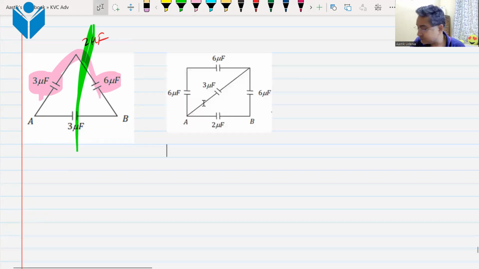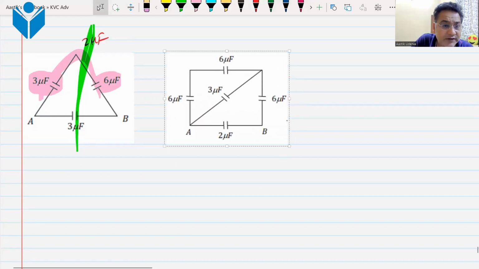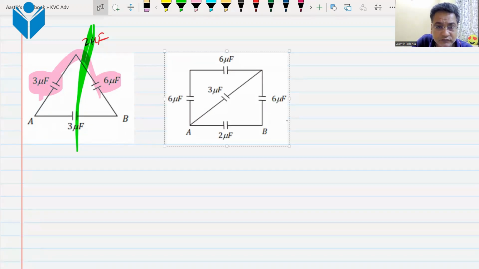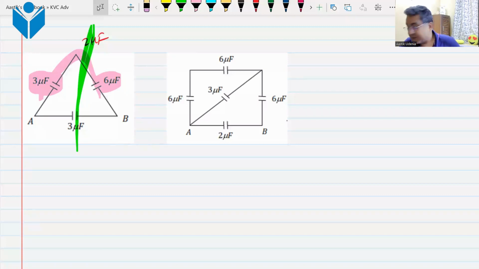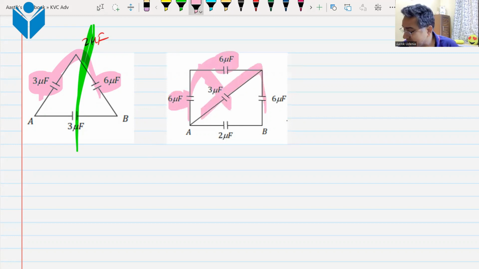Then comes this one. What will be the equivalent capacitance between the points A and B here? I'll give you 2 minutes to do this. Between A and B, you can see this 6 and this 6 are in series, so it becomes 3. 3 and 3 are in parallel, it becomes 6. 6 and 6 are in series, it becomes 3. 3 and 2 are in parallel, the answer becomes 5 microfarad. Do we understand this? Yes or no? Yes, sir.